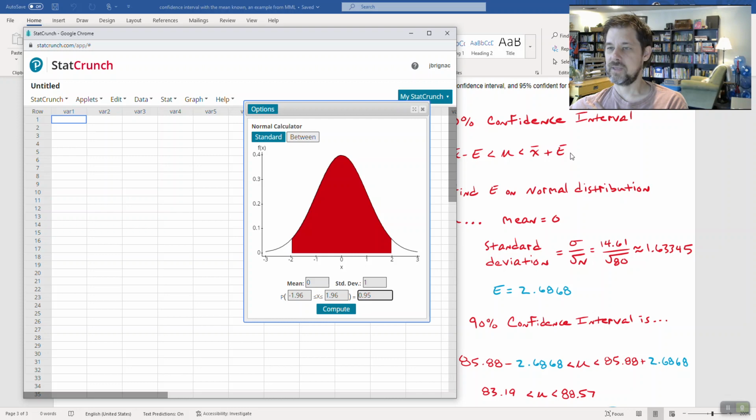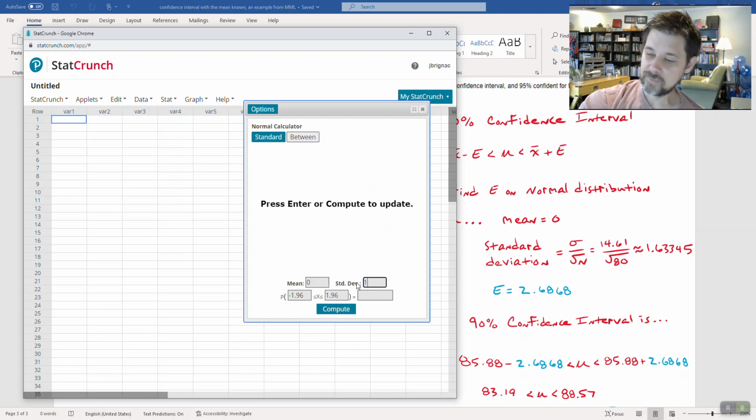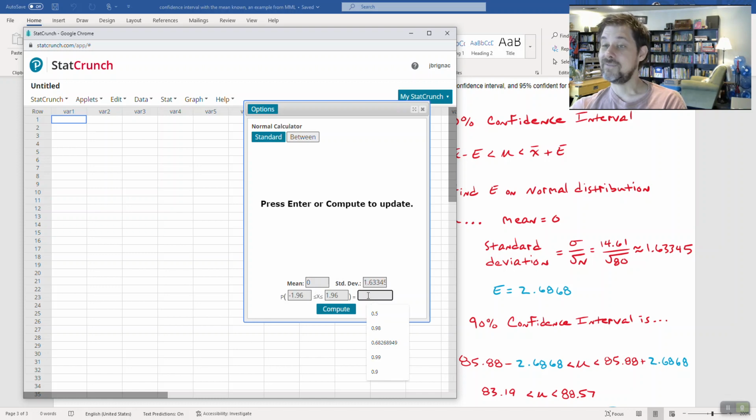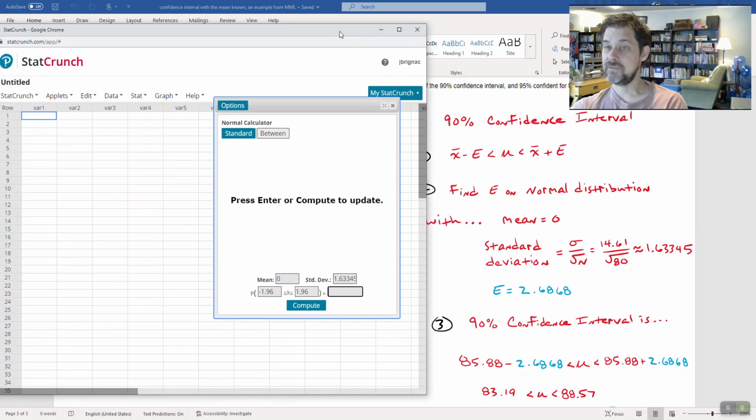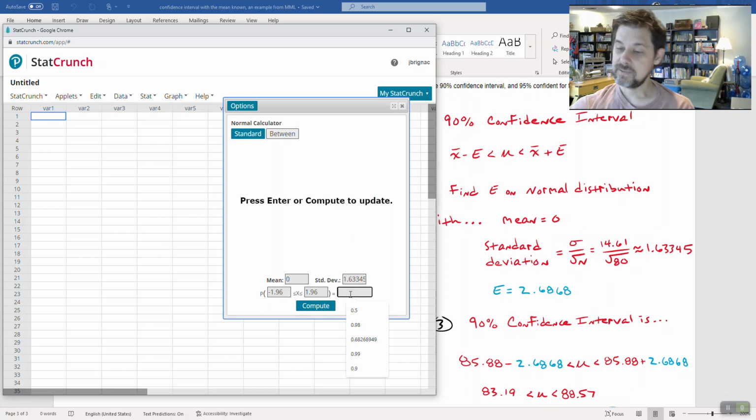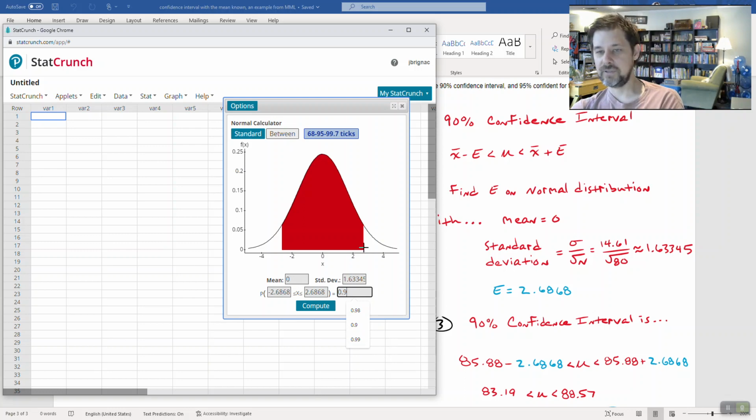E is. What I need is to look at the normal distribution, which I have up already. I set it to between. Standard deviation should be 1.63345, so I'll type that in, and the mean is 0. And to find a 90% confidence interval, which is the part of this problem that I'm doing, I set this to be 0.9, and then you'll get a picture that looks like the one I showed you earlier. So 90% of the area is here. That's associated with finding a 90% confidence interval.